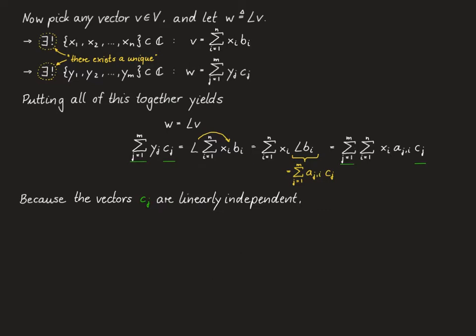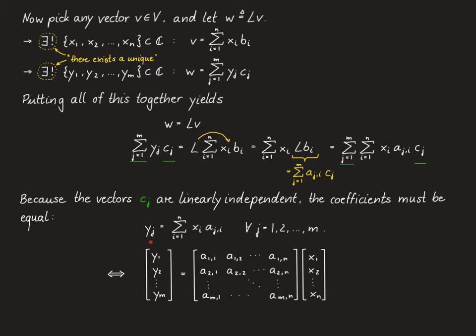Observe that on the left-hand side, we have a linear combination of the vectors Cj with the coefficients being the yj, and on the right-hand side also we have a linear combination of the vectors Cj where the coefficients are given by these terms. And now, because the vectors Cj are linearly independent, we must have that the coefficients on both sides have to be equal.